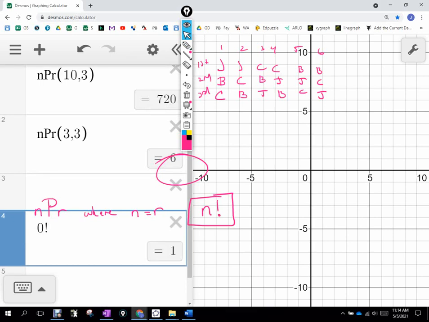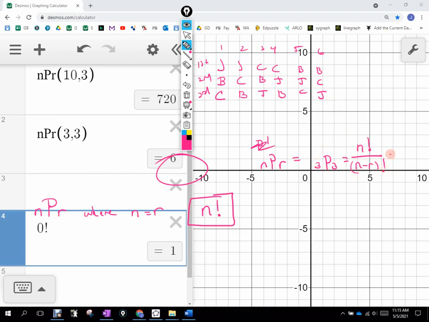Okay? So think about this. If I go n permutation R, where n and R are the same thing, so let's say just make it 3 permutation 3. Our formula is n factorial over (n minus R) factorial.